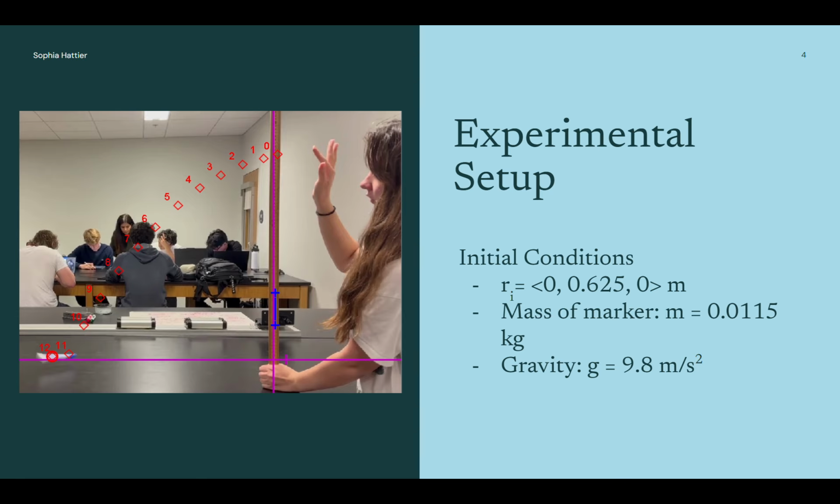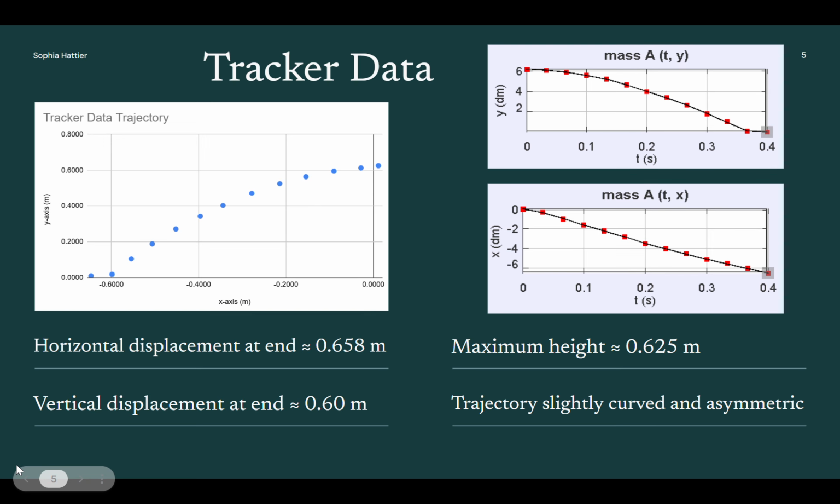The tracker data, these are the graphs that Tracker gave. The horizontal displacement at the end was 0.658 meters. The vertical displacement is 0.6 meters. Maximum height is 0.625 meters, and the trajectory curve is slightly asymmetric.